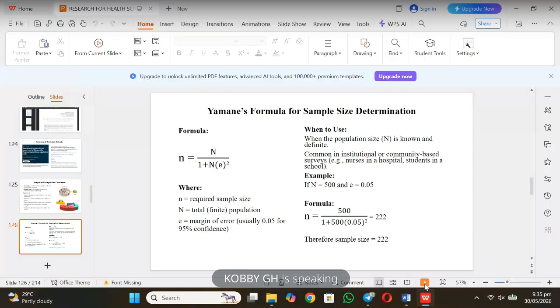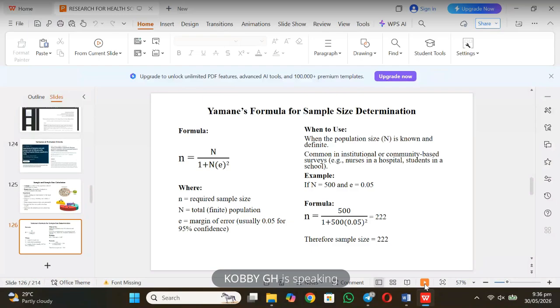Under what circumstance will you consider using Yamani? One, when you know the N, which is the population size. Two, when you know the N is not too big. Why? If the N is too big, the small n will become bigger. So in such a situation, it's not good to use Yamani. These are the two principles.